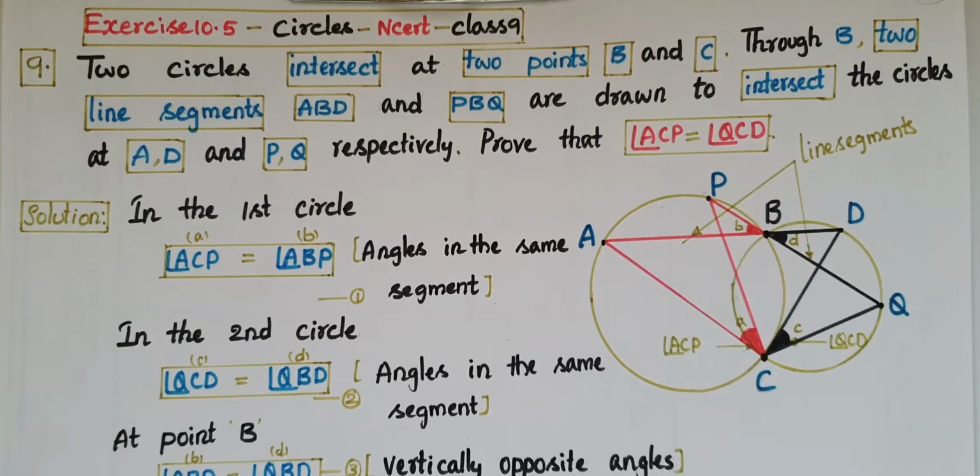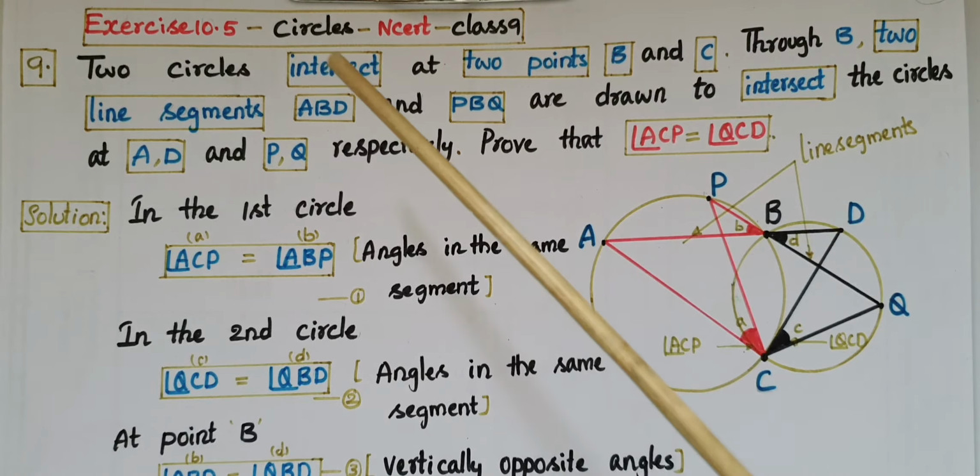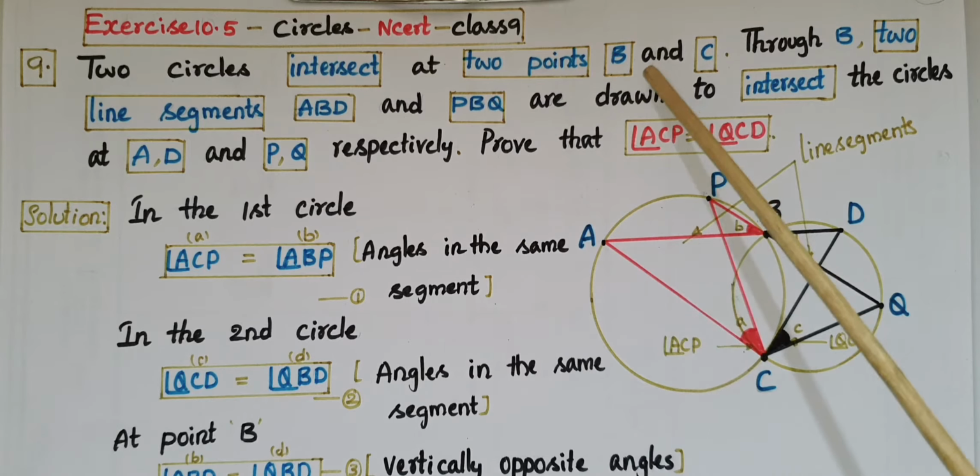Hello everyone. Today I am going to tell the solutions of 9th and 10th problems from exercise 10.5 from circles chapter from NCERT class 9. Here is the 9th problem. Two circles intersect at 2 points B and C.